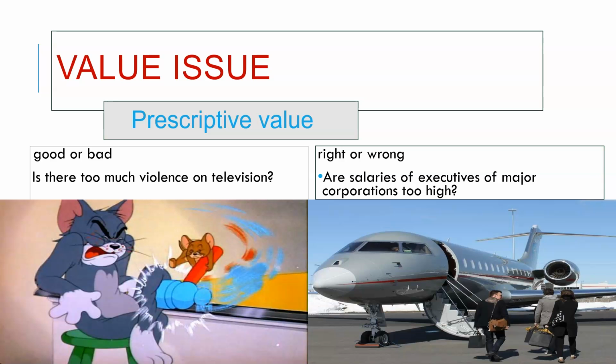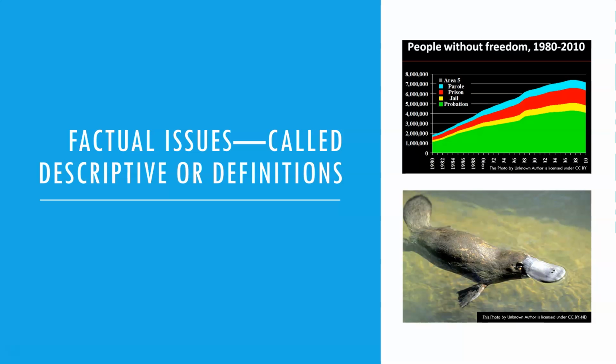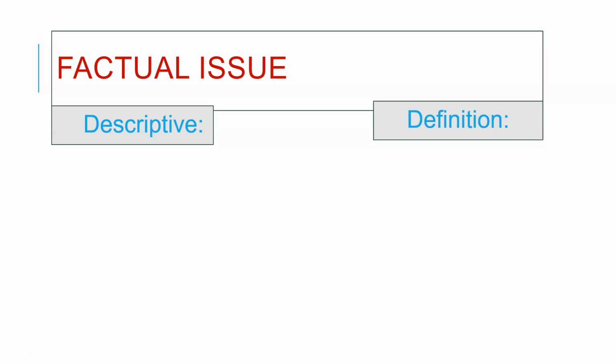Our next issue is called the factual issue, and it's also known as descriptive or definitions. So when we look at these issues, they're going to have to be proven or fall into certain categories. So let's look at the type of questions that would fall into descriptive. They're going to ask you about true or false.